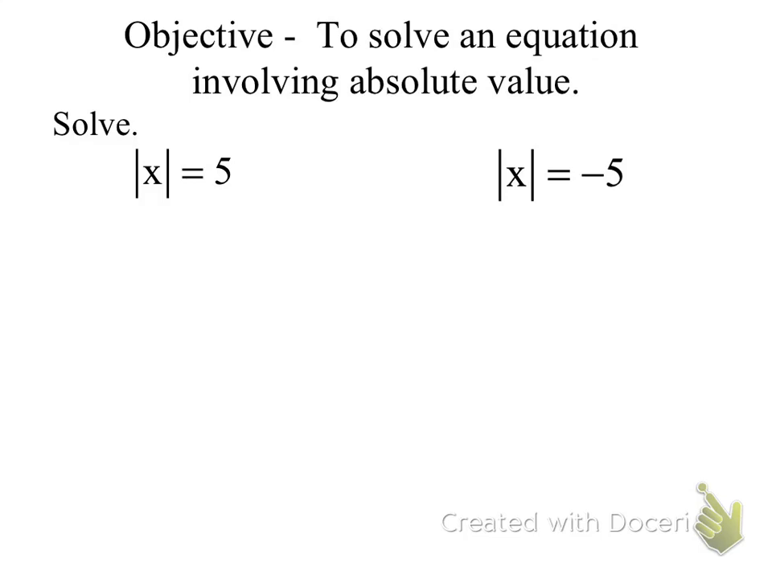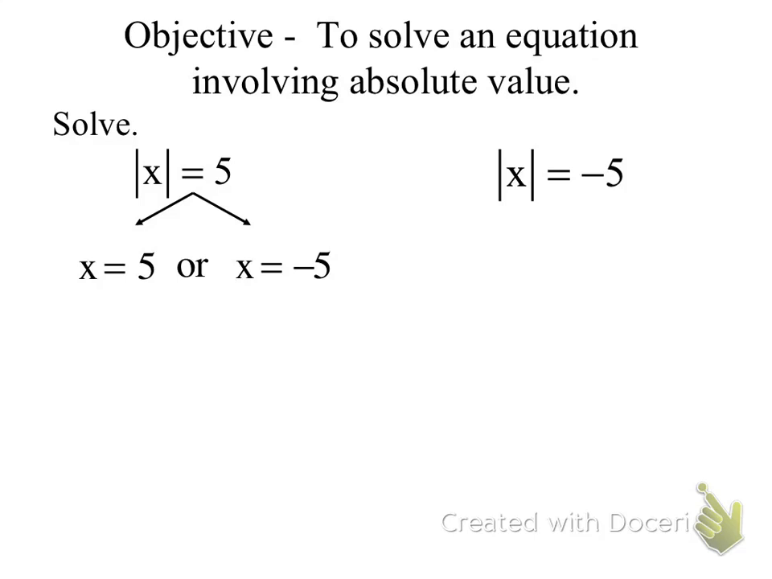Thanks. Okay, what are the solutions to the absolute value of x equals 5? Brent? 5 and -5. 5 and -5 are both solutions, because the absolute value of -5 equals 5 and the absolute value of 5 equals 5. Okay, what about the other problem?